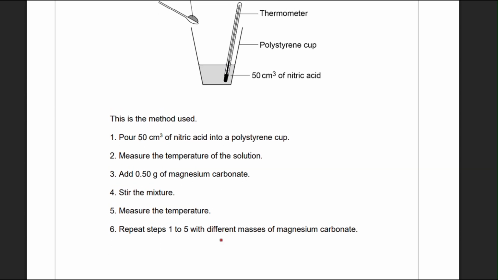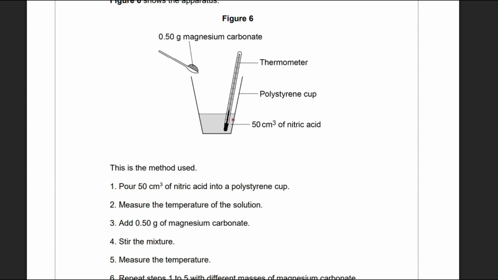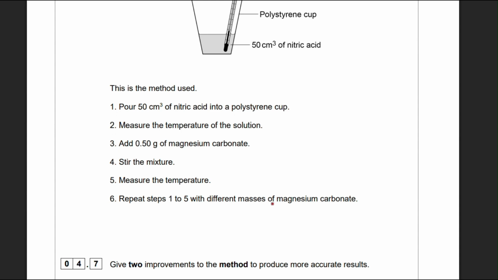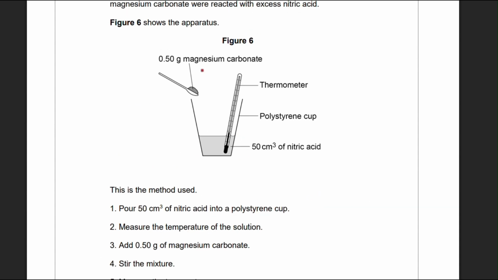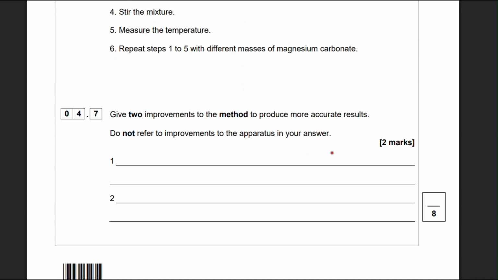It doesn't tell you when to measure the temperature, but I would say you would measure the temperature at the end, or measure the temperature when it stops increasing. So mark the point where it stops increasing, but we'll see. And then it says repeat steps 1 to 5 with different masses of magnesium carbonate. So you could use 0.5, 1, 1.5, 2, etc. So the question is asking, give 2 improvements to the method to produce more accurate results?